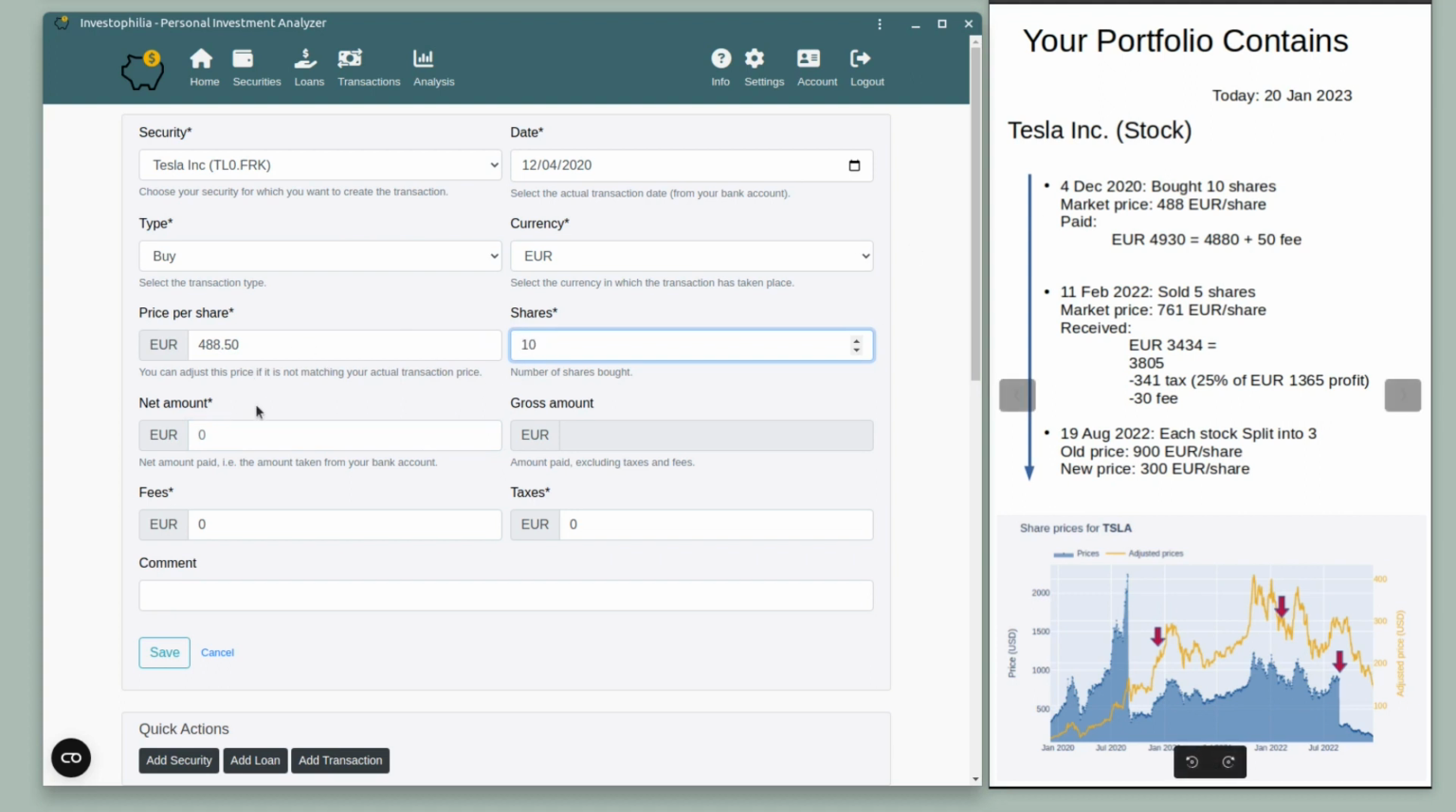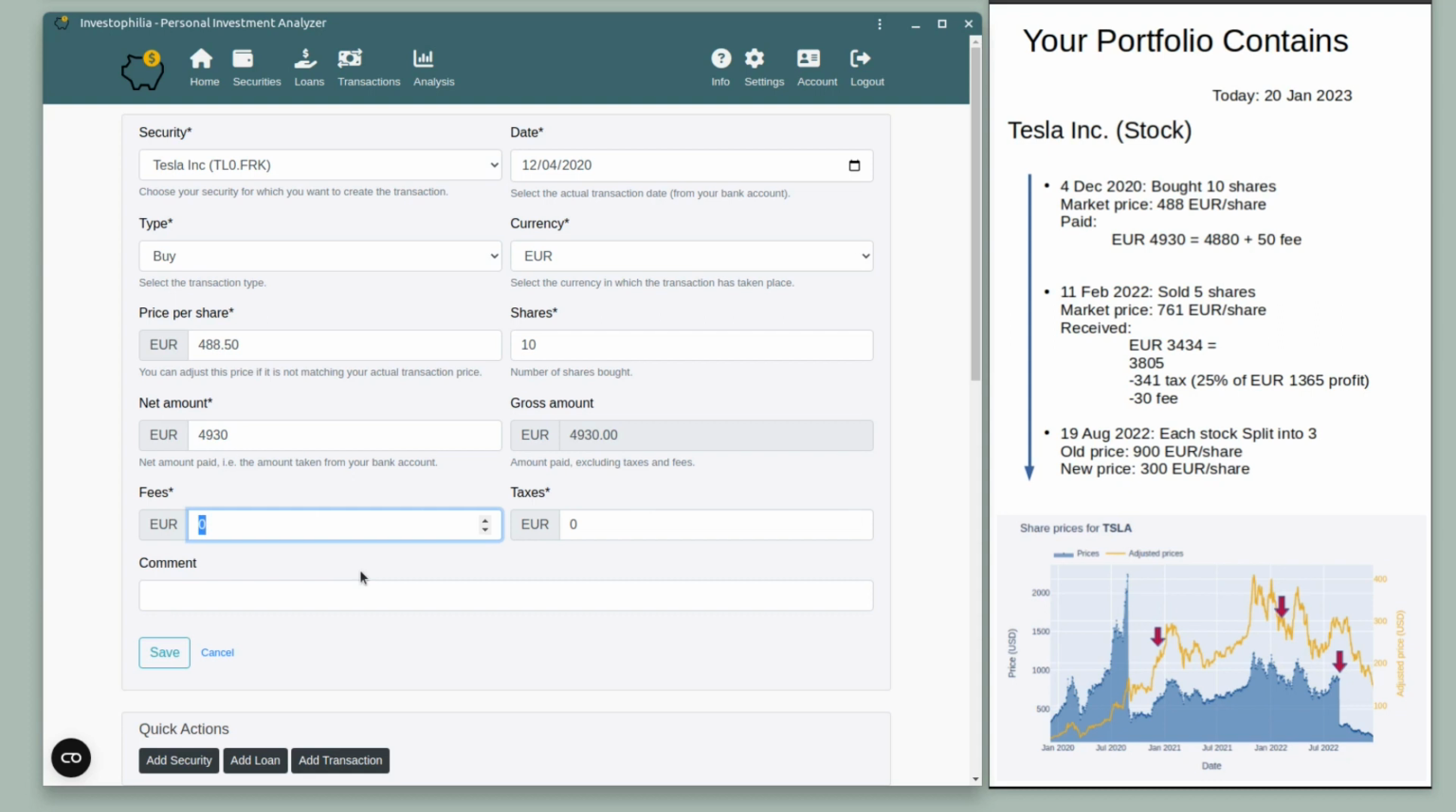I put 10 shares. And then in the net amount field, I need to add the actual amount that I have paid. So it is written in the hint, net amount paid. It means the amount taken from your bank account. And the amount taken from my bank account is 4,930 euros.